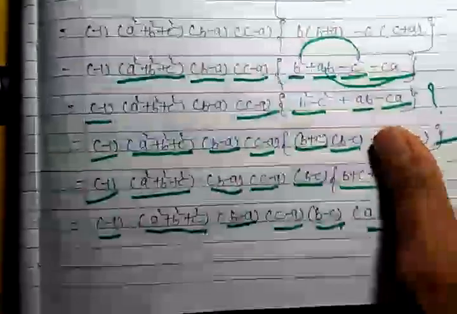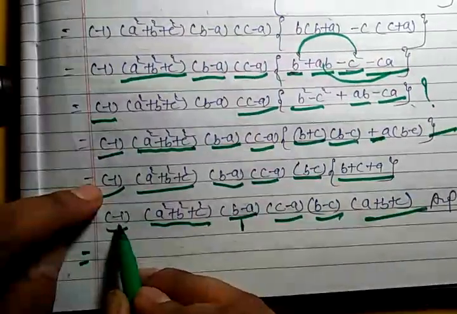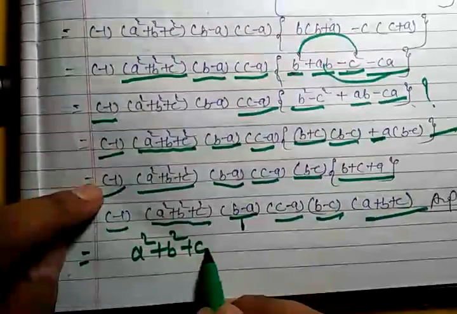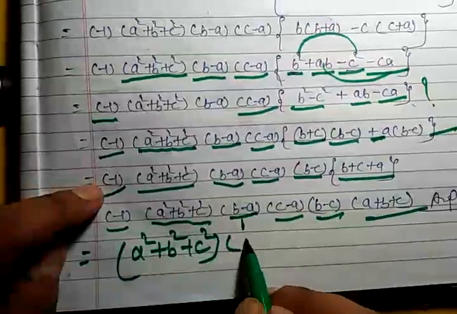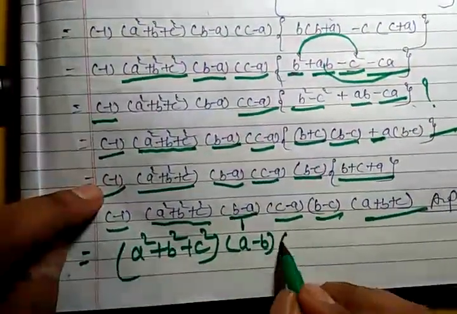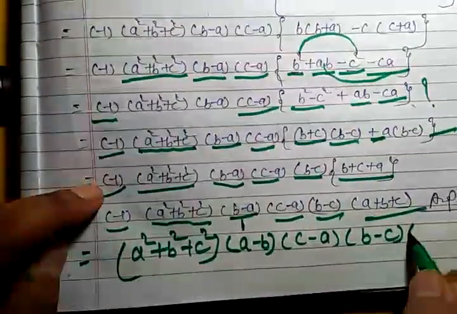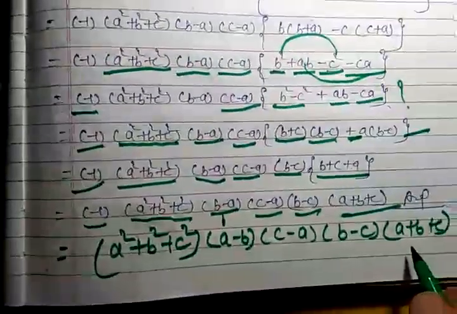answer is a square plus b square plus c square, a minus b, b minus c, and c minus a, plus b plus c. So you can give the effect of this minus 1 in this term. Okay, so we are giving this minus term effect to this term, and we will get a square plus b square plus c square, and because you are multiplying minus 1 to this term, you will get here a minus b, and c minus a will be as it is, and b minus c will be as it is, and here you will get a plus b plus c. Okay, so this is your final answer.